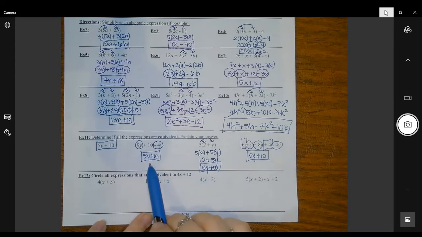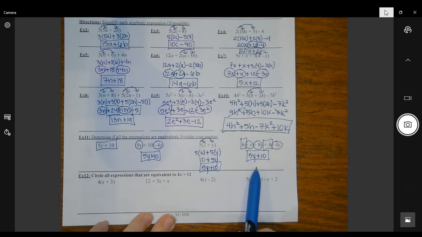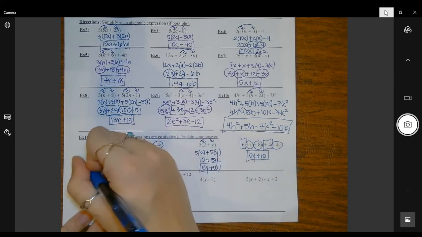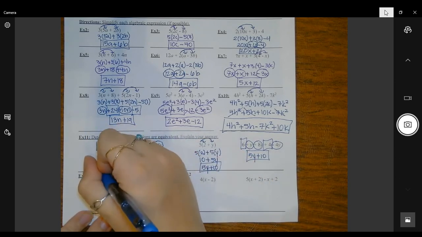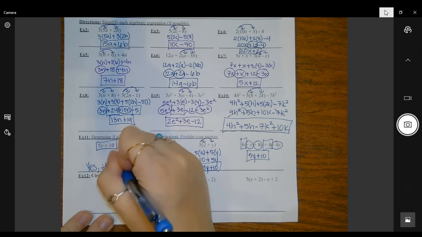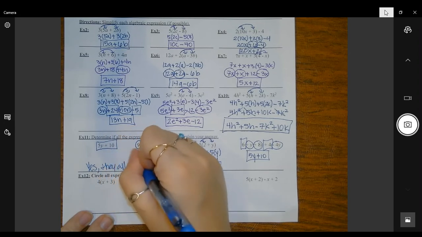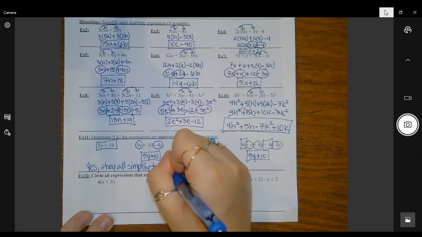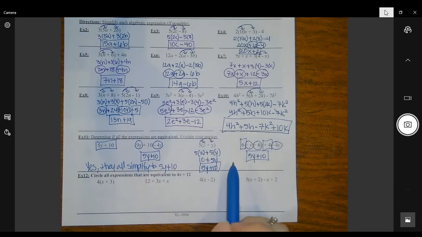So 5y plus 10, this simplifies to 5y plus 10, that simplifies to 5y plus 10, and that guy simplifies to 5y plus 10. So all of these are equivalent to each other. So I would say, yes, they are equivalent. And why? Because they all simplify to 5y plus 10. Now, if even just one of these didn't simplify to 5y plus 10, then the answer would be no. Okay, just one bad apple would ruin the whole bunch.